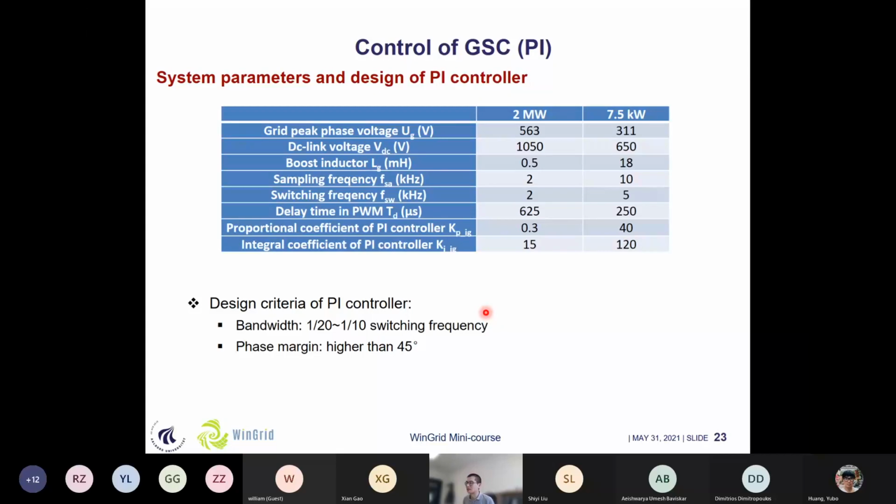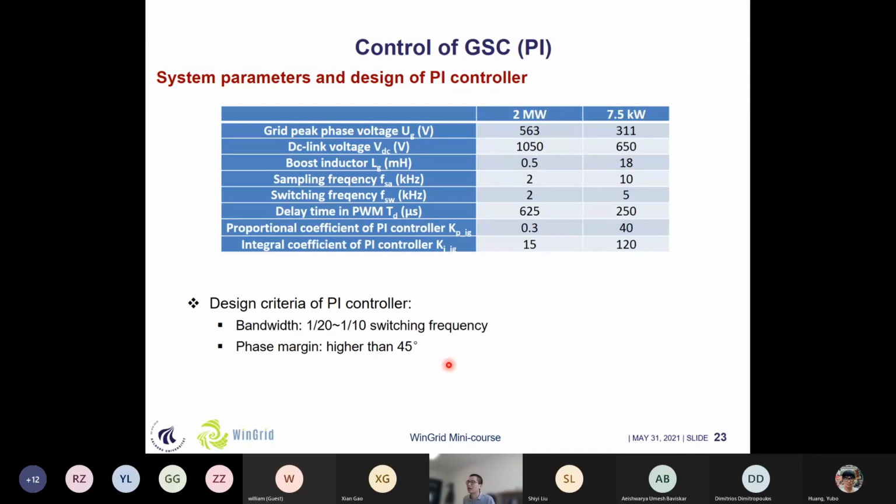And then the design criteria of this inner current loop are, first of all, in order to eliminate the switching ripples, we try to have the bandwidth of this inner loop between 1/20th and 1/10th of the switching frequency. Another thing is that we also need enough phase margin to avoid instability, because if the phase margin becomes 0, then the system will become a positive feedback system, so the system will become unstable. So normally we try to have the phase margin over 45 degrees.